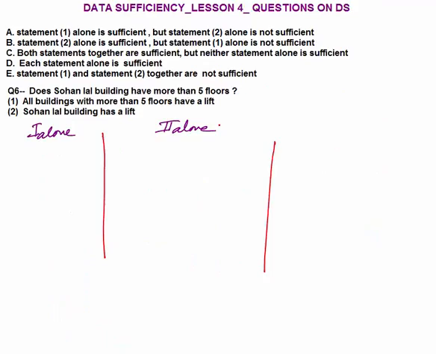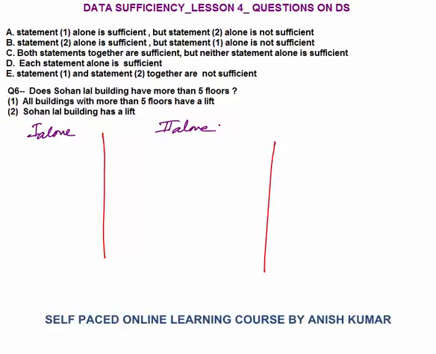Question 6: you have to pause the video and try to solve it yourself. The question asks, does Sohan Lal's building have more than 5 floors? The first statement says that buildings with more than 5 floors have a lift. Now, a building with more than 5 floors definitely has a lift. So this could be the building of Sohan Lal, case number 1.